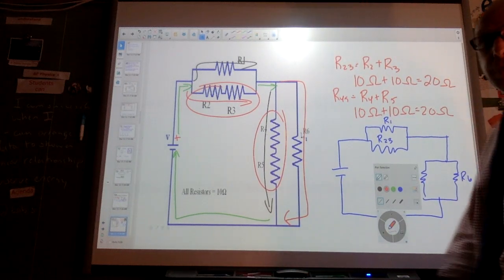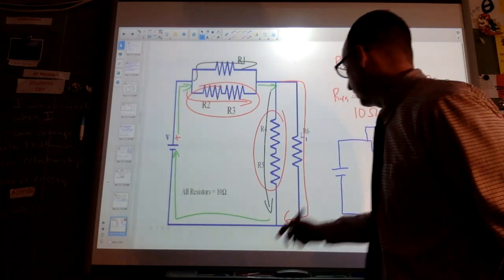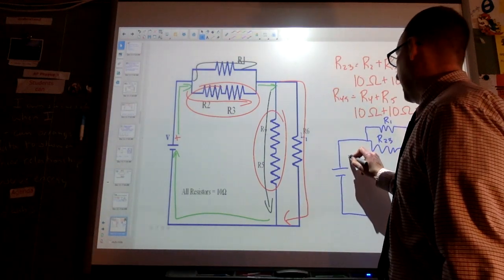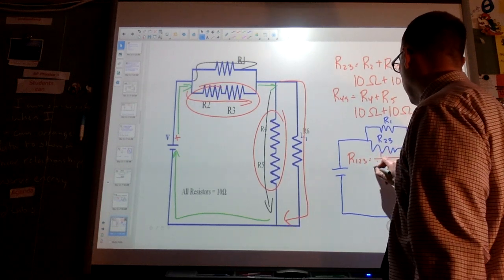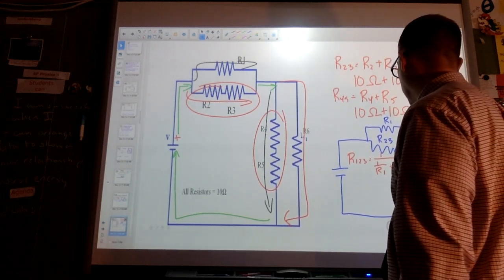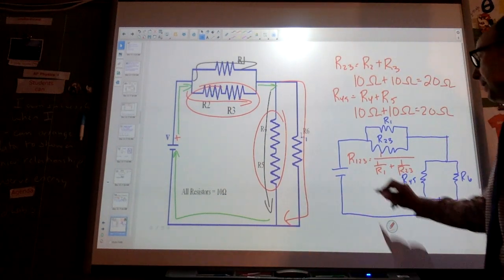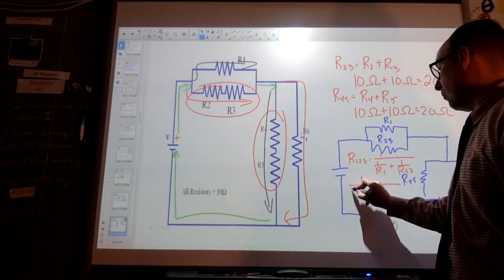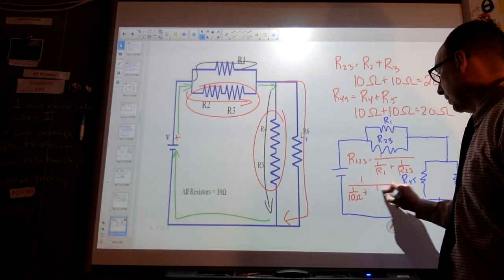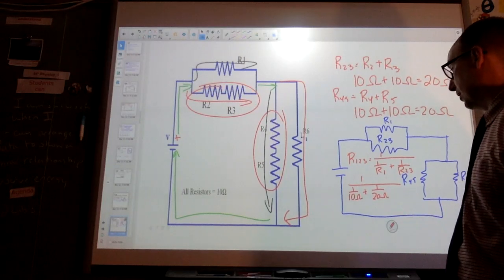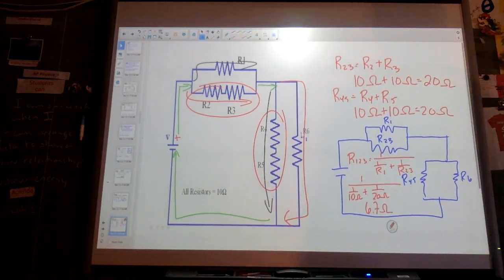And I'm going to call the combination of R1, R2, and R3 R1,2,3. So R1,2,3 is going to be 1 over R1 plus 1 over R2,3. And so this is going to be 1 over 10 ohms plus 1 over 20 ohms, which is going to be 6.7 ohms.